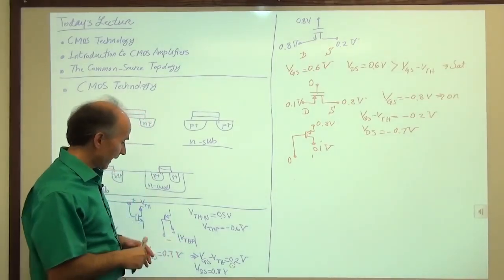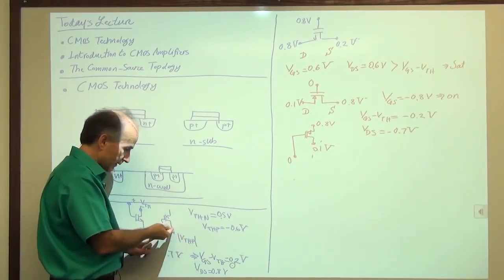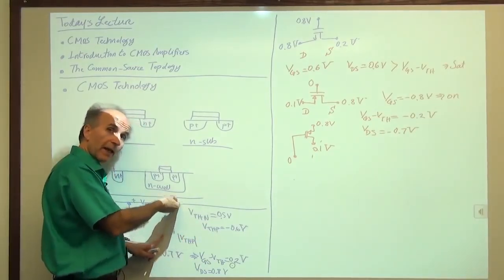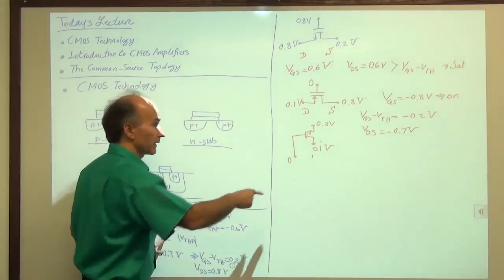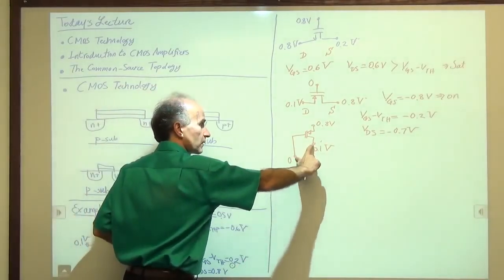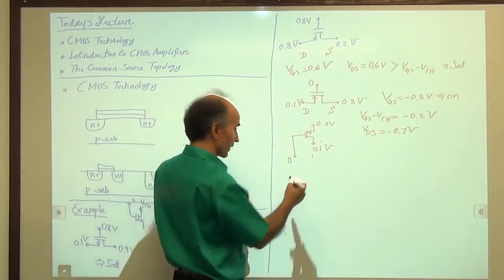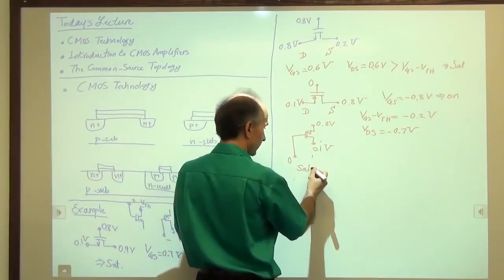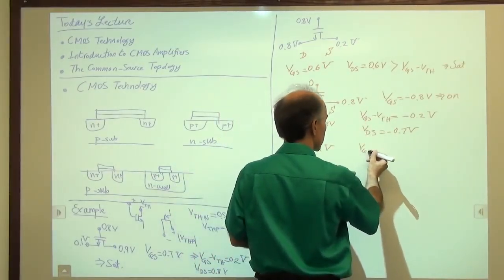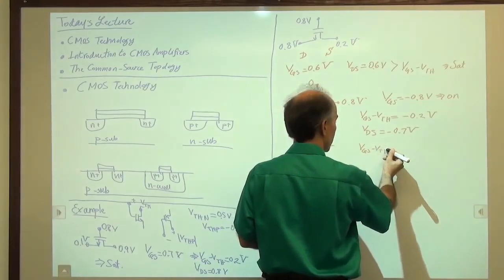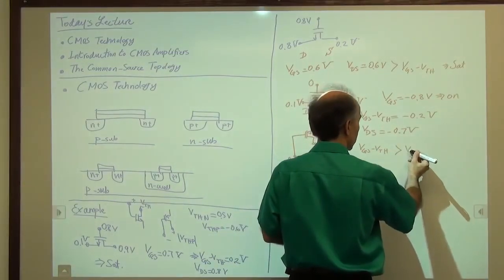Well, we know that we begin to go towards the triode region as this drain goes higher and higher above the gate, right? But here we see that the drain is lower. The difference between these two is only 0.1 volt. So the device is in saturation. And that can also be confirmed by writing VGS minus VTH is greater than VDS.